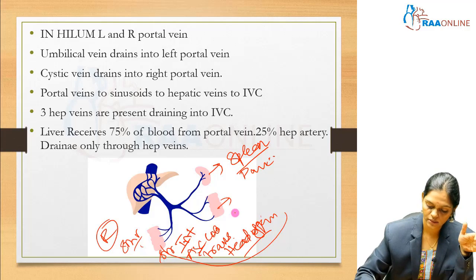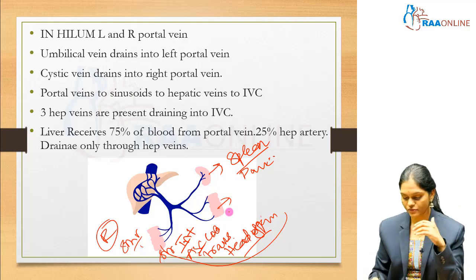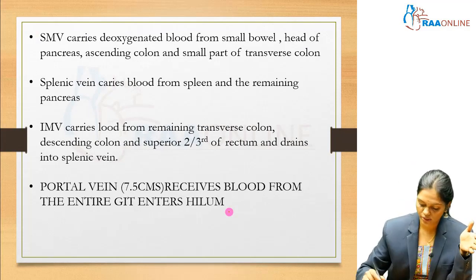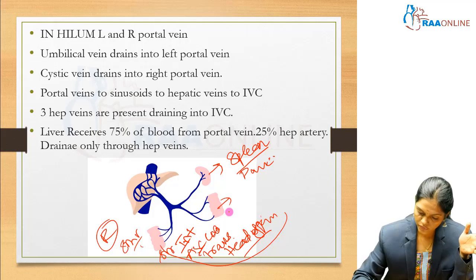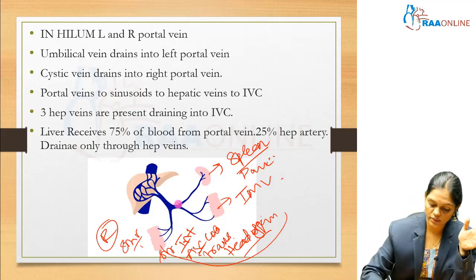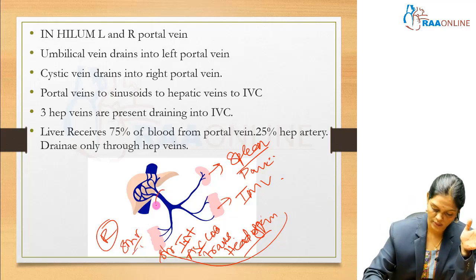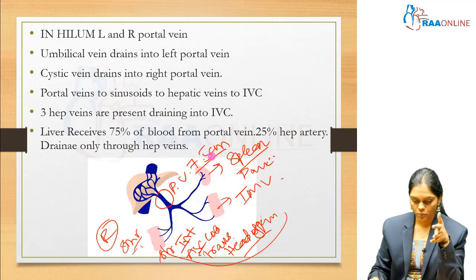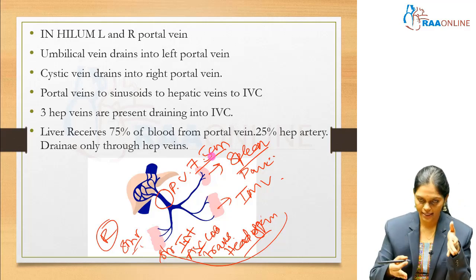Inferior mesenteric vein is going to carry blood from the rest of the part of the transverse colon, that is the major part of the transverse colon, and the superior 2/3 of the rectum, and that is going to drain into the splenic vein. Okay. So, this splenic vein and superior mesenteric vein together form the portal vein, which is 7.5 centimeters in length. Okay. This portal vein is now going to enter the hilum of the liver.